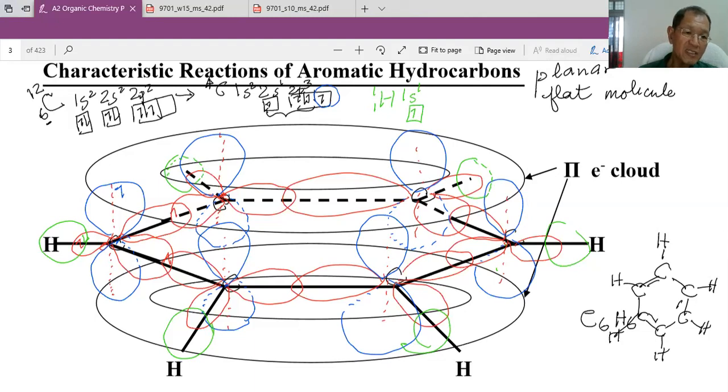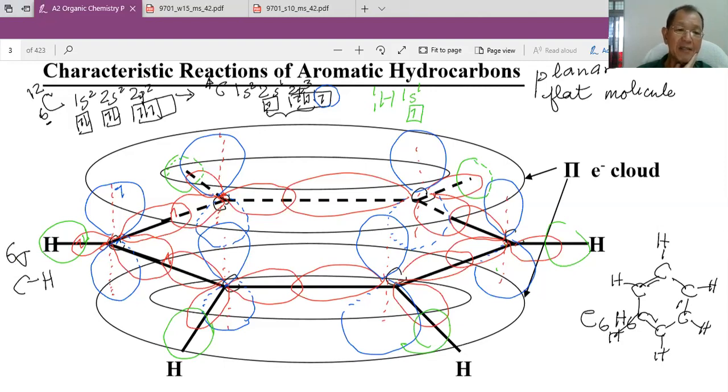This overlap is called the CH sigma bond. These are all sigma bonds, quite strong bonds. The CH bond is very strong. You can check your data booklet, there is a value of about 4 something. So how many CH sigma bonds are there? 1, 2, 3. There are 6. So here I put 6 CH sigma bonds.